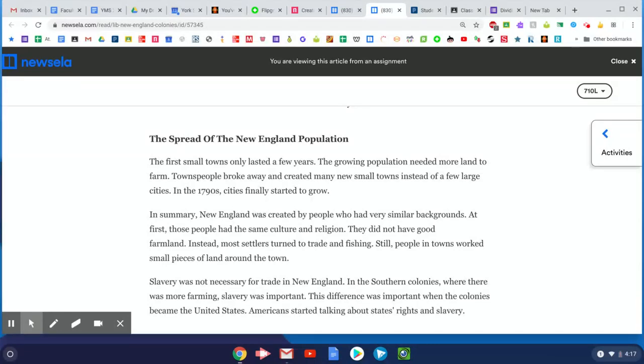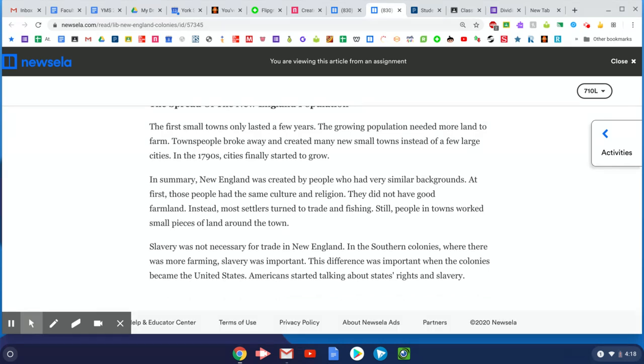In summary, New England was created by people who had very similar backgrounds. At first, those people had the same culture and religion. They did not have good farmland. Instead, most settlers turned to trade and fishing. Still, people in towns worked small pieces of land around the town. Slavery was not necessary for trade in New England.